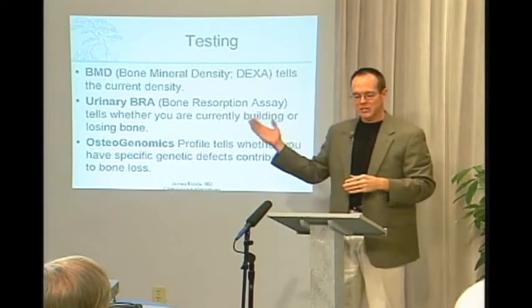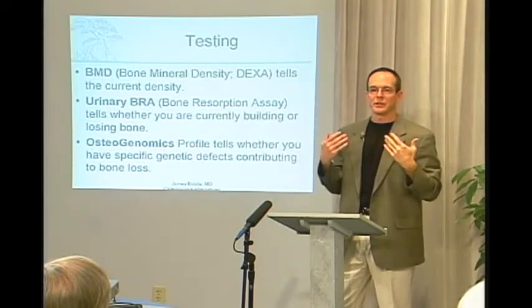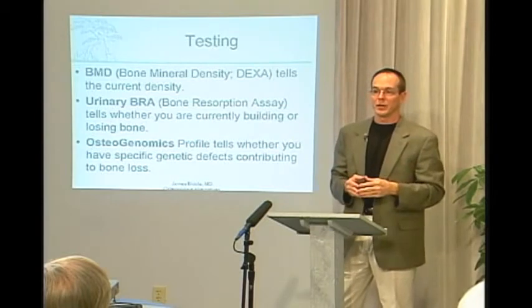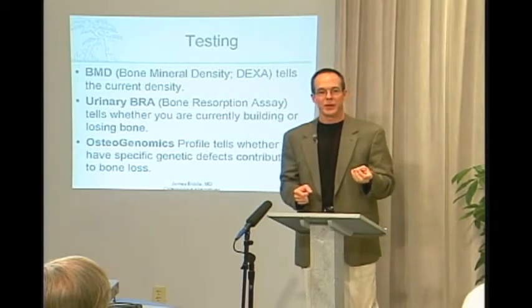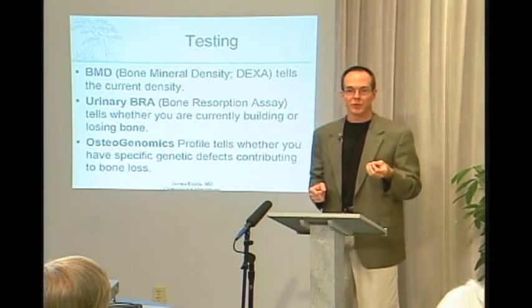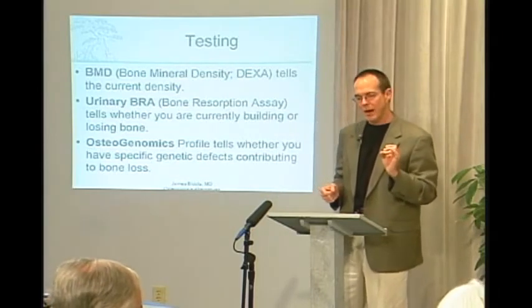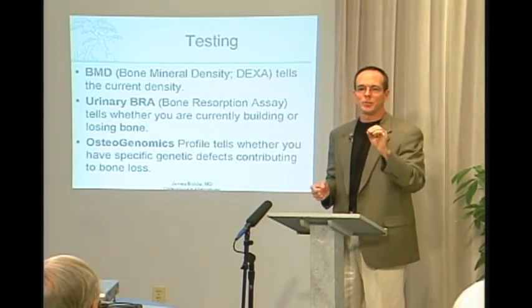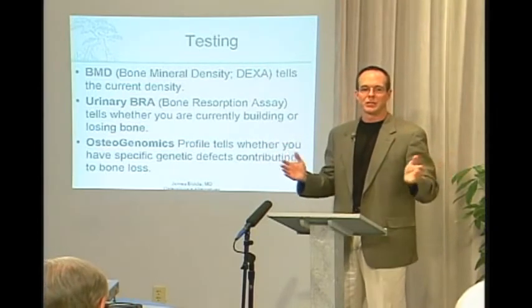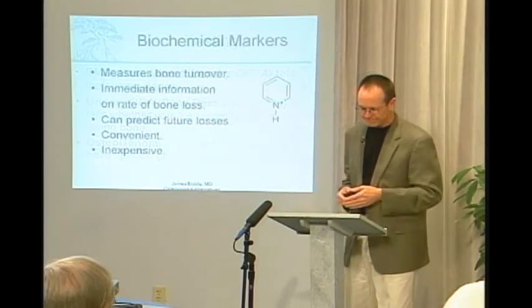And then the third test we have is actually looking at the genetics of your own body and seeing whether you inherited genes that are dysfunctional, that are putting you at risk for increased bone loss. And the reason that's so powerful is that it lets us specifically direct the therapy towards your own body rather than choosing a general therapy, shotgunning like you would for everybody.